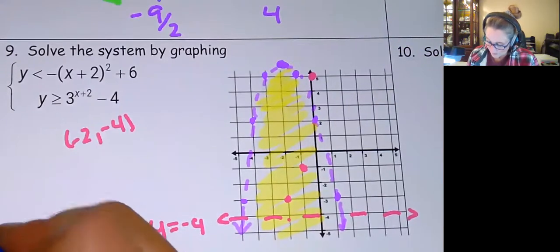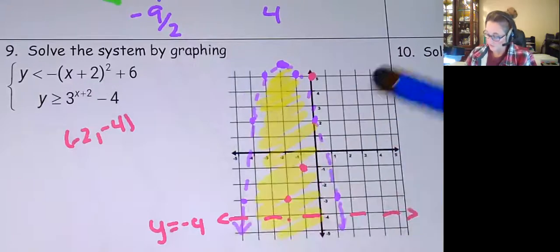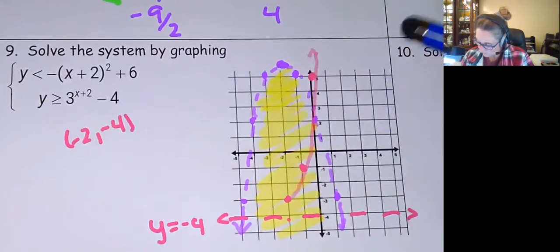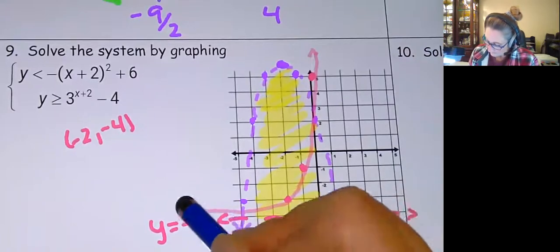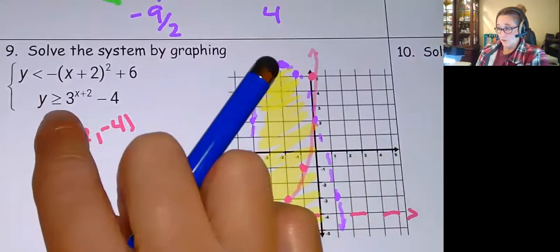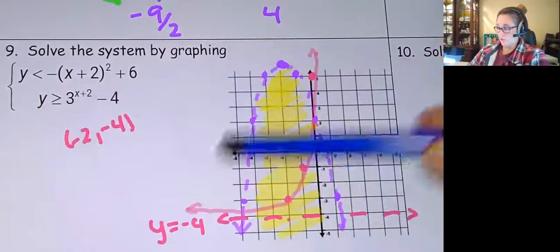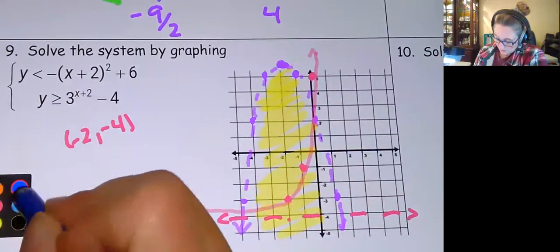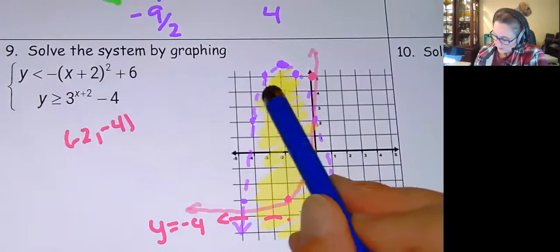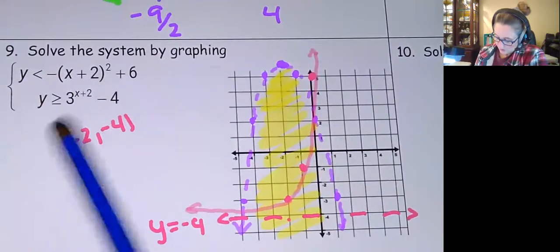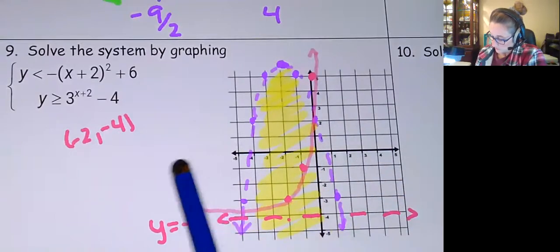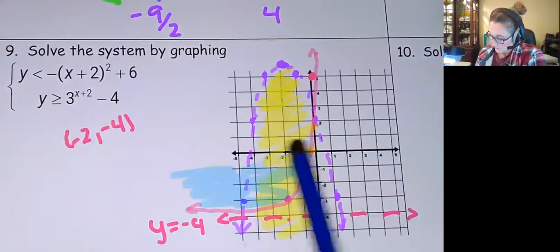Now, when I'm doing this, again, I look here, this is solid. So I'm going to get a solid curve. Okay, and for this one, I want to shade above. It's greater than or equal to, so I need to shade above it. So I'm going to do it in kind of a light blue. And I want to see where both graphs are shaded. Okay, so I'm going to be shading above this. So above this would be like this.